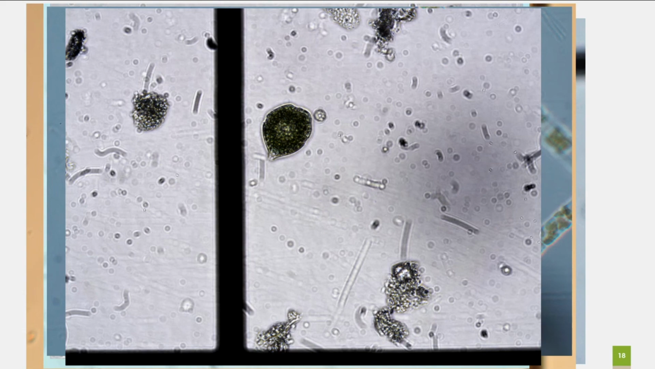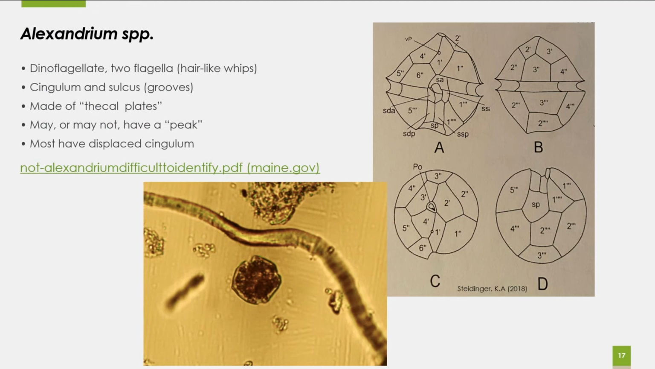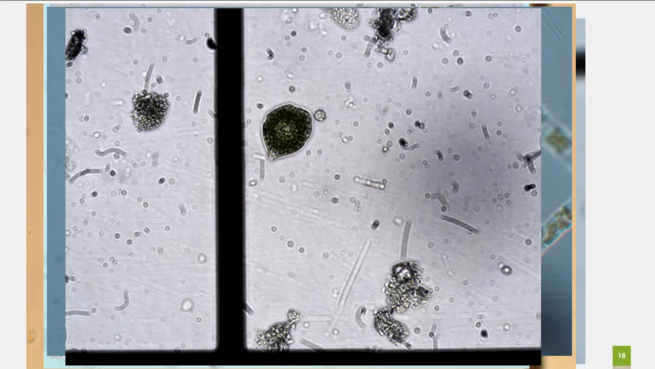Right where it indents here. And there's kind of a little peak, but not too pronounced. Then you can see where the cingulum would be right here as well. So that's a really great picture of an Alexandrium cell. They're not all like that. So again, I'll take you through some images and we can just talk about what we think they are.